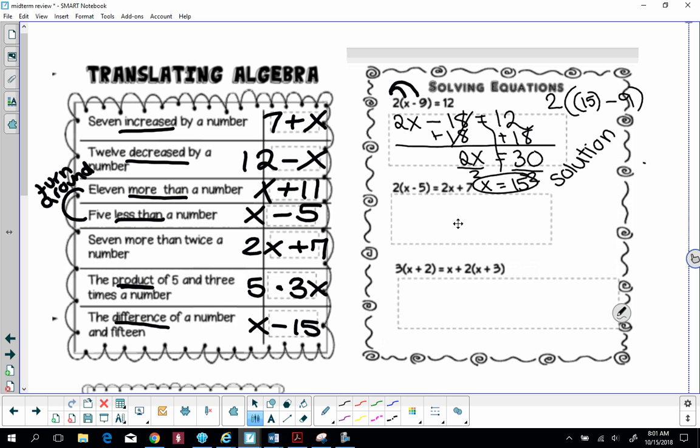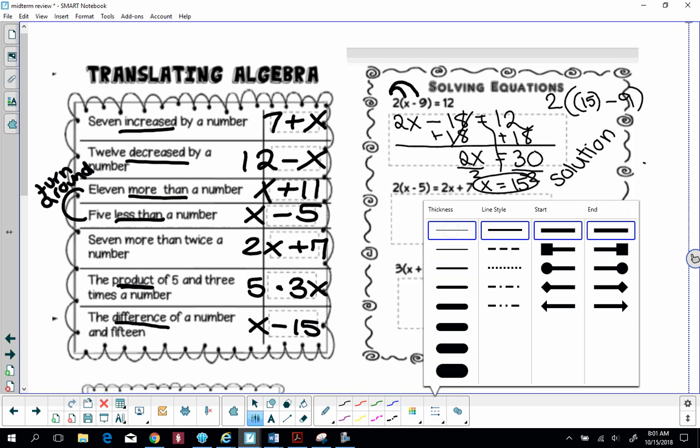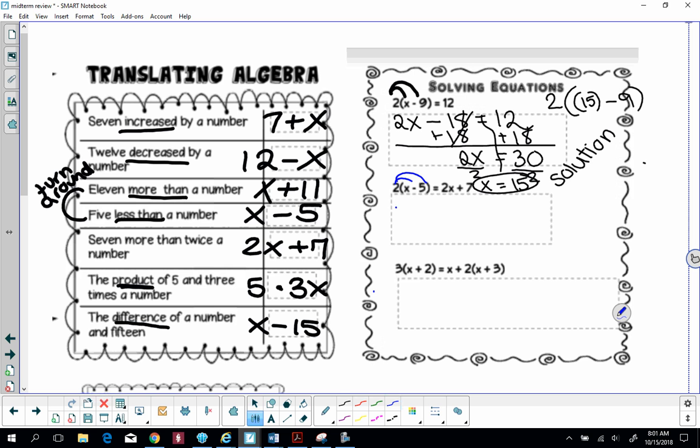This one is a little bit different. I'm going to do it in color. This one, I would distribute, and because the time is a little fast, you end up getting 2x minus 10 equals 2x plus 7. You draw your river and you pick a side you want x on, pick a side you want a number on. And it doesn't matter which one, because you'll get the same answer.